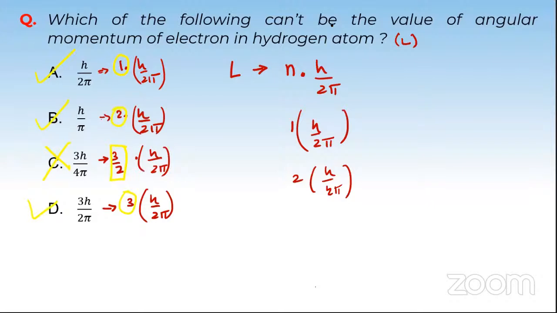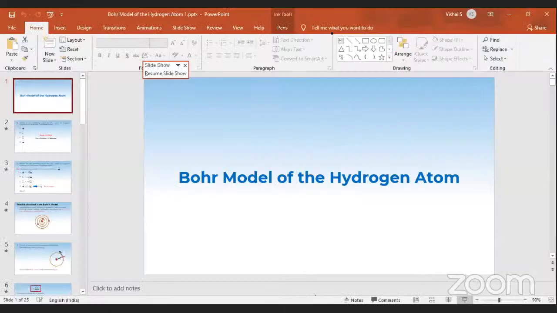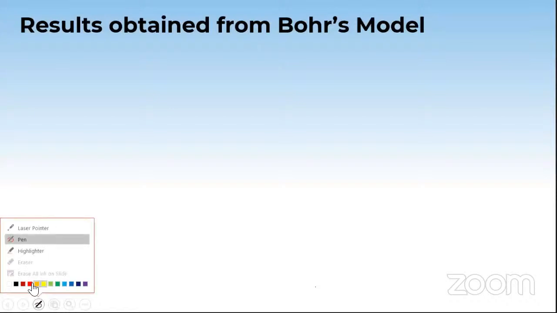So this is how we can find out that angular momentum is quantized. It cannot take all the values which you have. It can take only a particular set of values. So now let us begin and try to understand as much as possible what will be the radius of these electron orbits and what will be the velocity of these electrons revolving around the hydrogen atom.